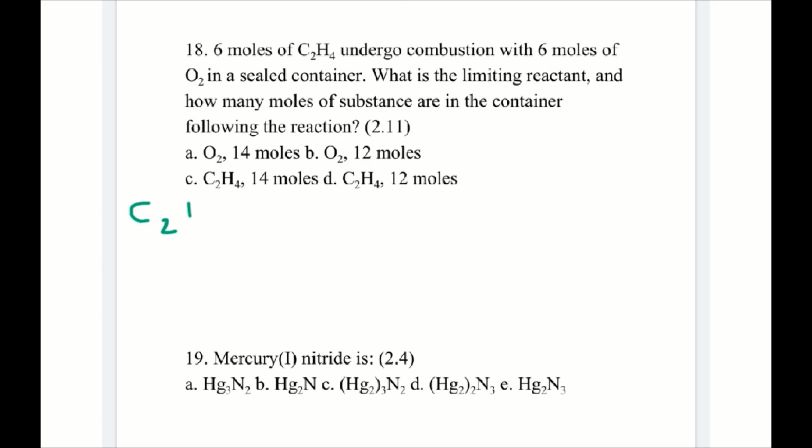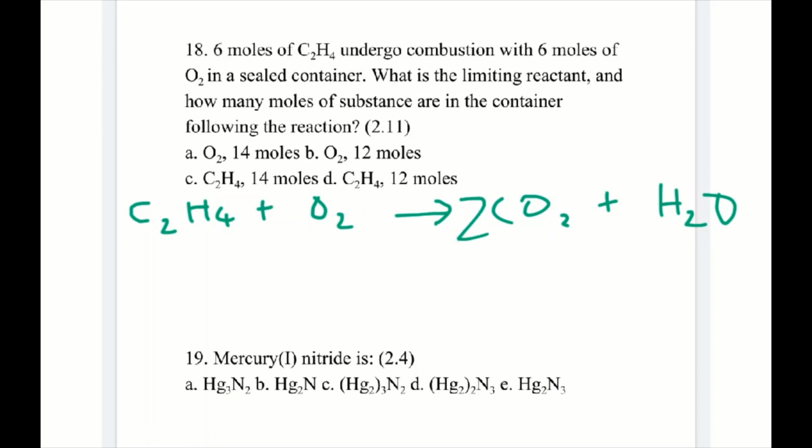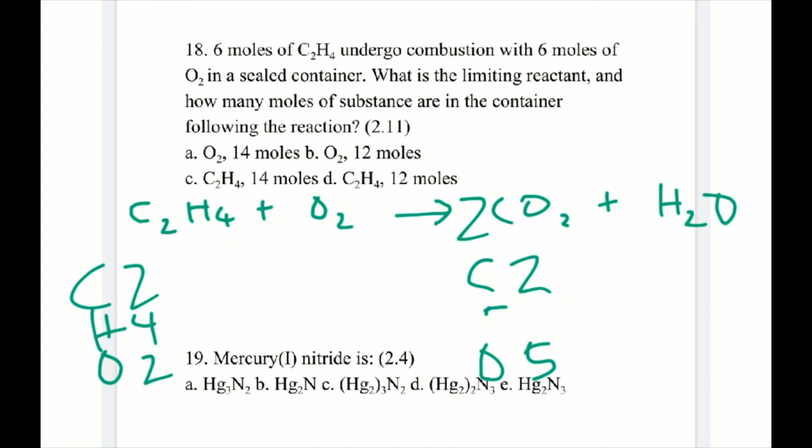So C2H4 plus O2 becomes CO2 plus H2O. Now we have to balance this, so I would put a 2 here, and let's count the carbons. So 2 carbons, 4 hydrogens, and 2 oxygens. And on the right hand side we have 2 carbons, it seems like there are 5 oxygens, and there are 2 hydrogens. So now we have to balance this out. So I want to balance the oxygens next, so let me put a 2 there.